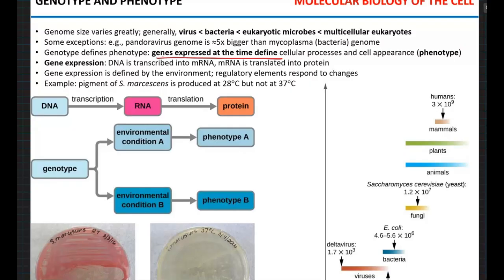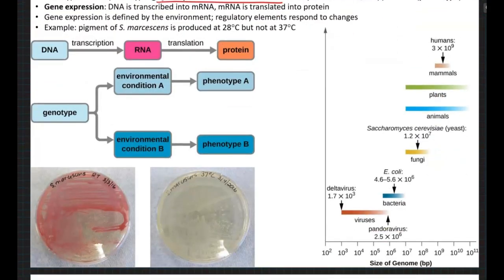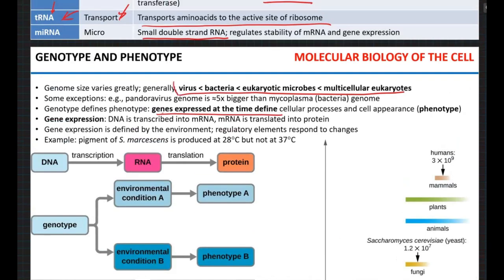Now, what about the relative sizes of genomes? Well, first of all, God forbid you from memorizing the numbers. Please don't. As long as you know this sequence of sizes: viruses have the smallest genomes, then bacteria, then single-celled eukaryotes, then multi-celled eukaryotes. You're fine. There are other exceptions from the rule, of course. Okay?